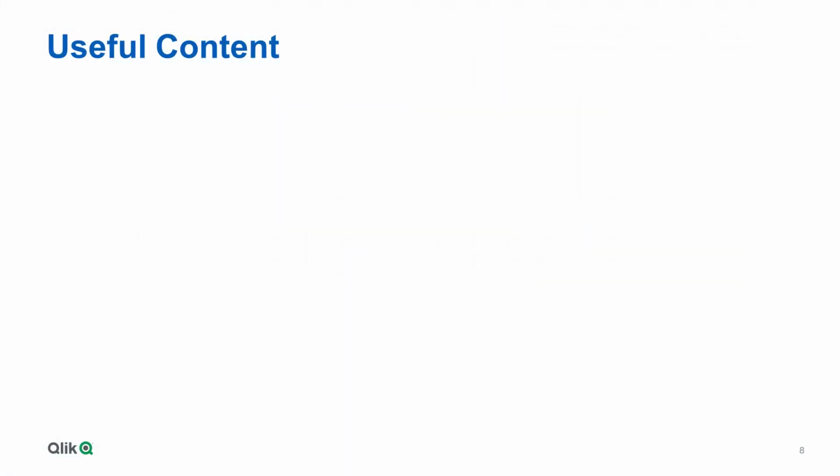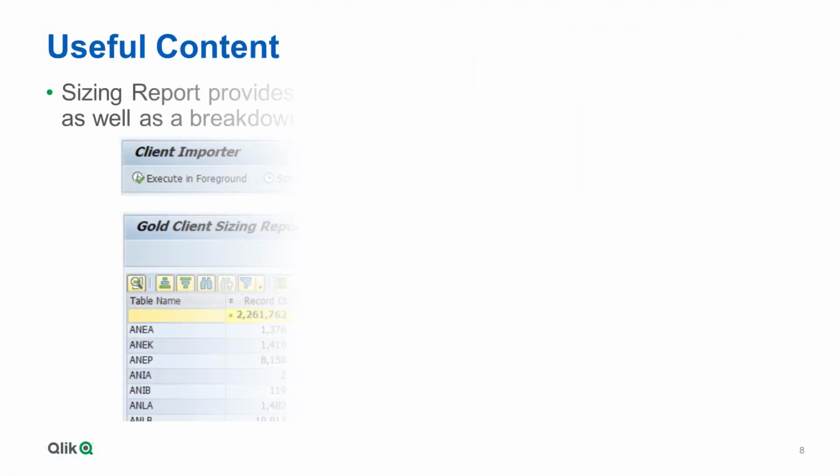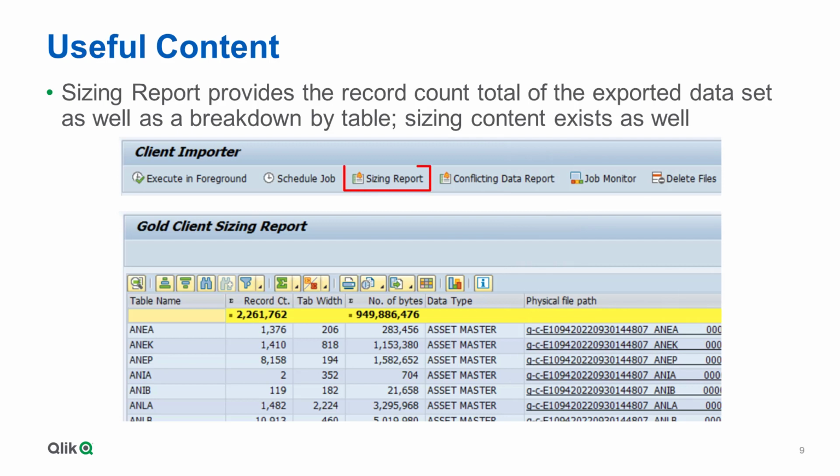Let me now share some potentially useful content. The sizing report provides an output showing the record count total of the exported dataset with a breakdown by table name. There is some sizing related content here as well, but this detail is going to be more useful for Oracle, SQL, DB2 and similar databases, and less meaningful for HANA databases.